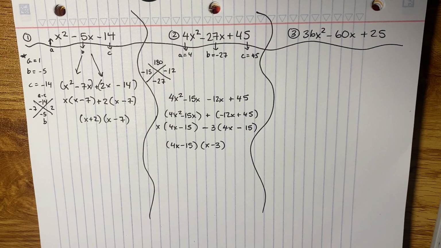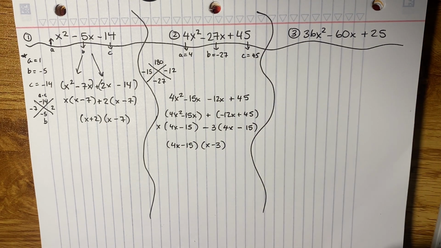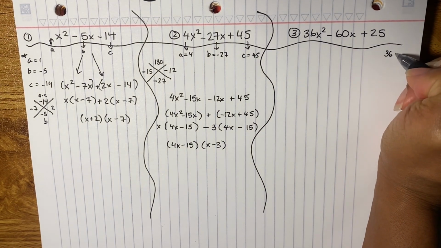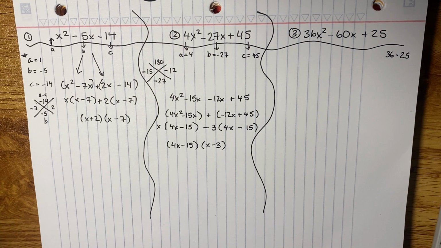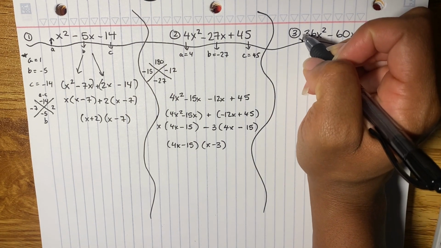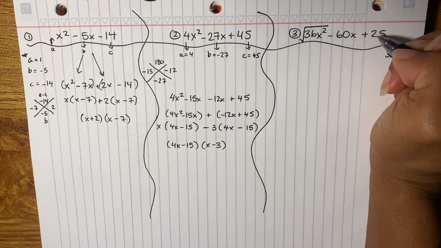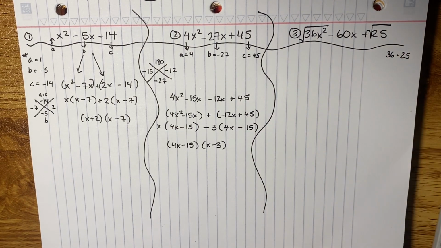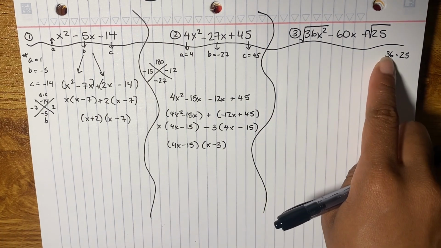Question 3 looks like a challenging problem. However, it is also a trinomial and a quadratic, except you're not going to take 36 and multiply it by 25 and look for those factors. Why? 36 and 25 have something very unique about them. 36 is a perfect square, as is x squared. 25 is also a perfect square, but do not start by assuming this is a perfect square trinomial until you check the center value.